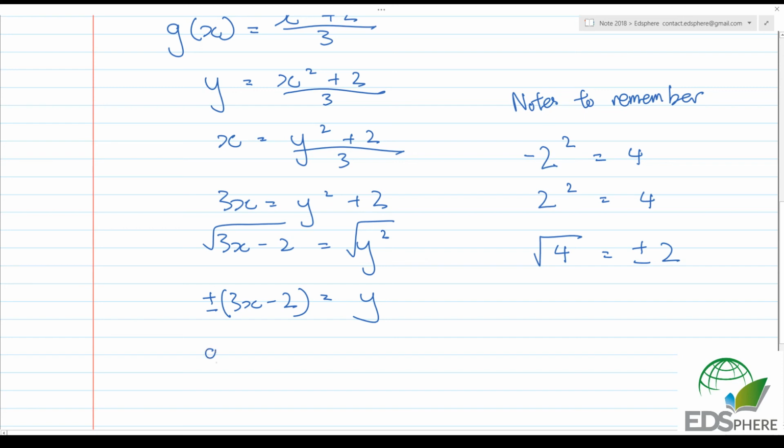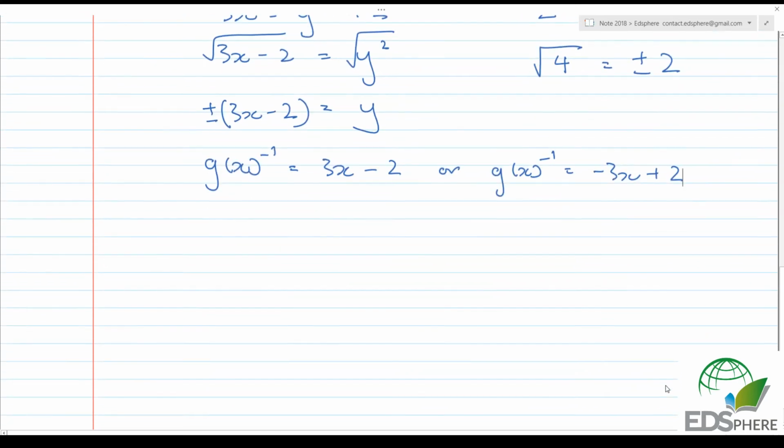And obviously we write g of x minus 1 equals either the square root of 3x minus 2, or g of x minus 1 equals minus the square root of 3x minus 2. So both are valid answers. And that's pretty much it. That's inverse function for you.